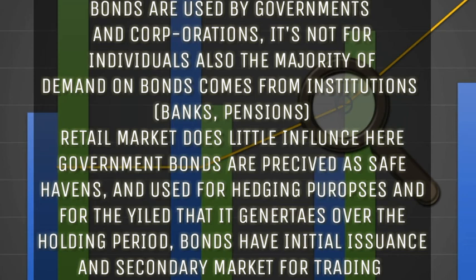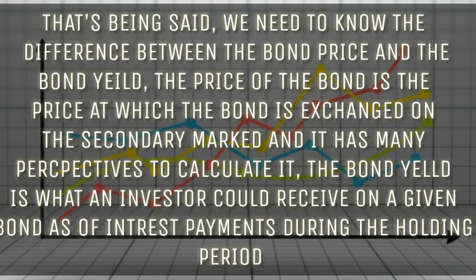Government bonds are perceived as safe havens because the government is going to pay you your money no matter what, and are used for hedging purposes and for the yield that they generate over the holding period. Bonds have an initial issuance like an IPO, and a secondary market where those bonds are traded between investors. That being said, we need to understand that there is a difference between the bond price and the bond yield.